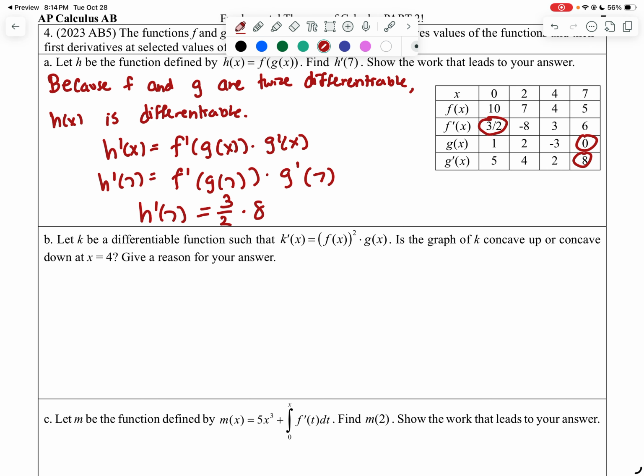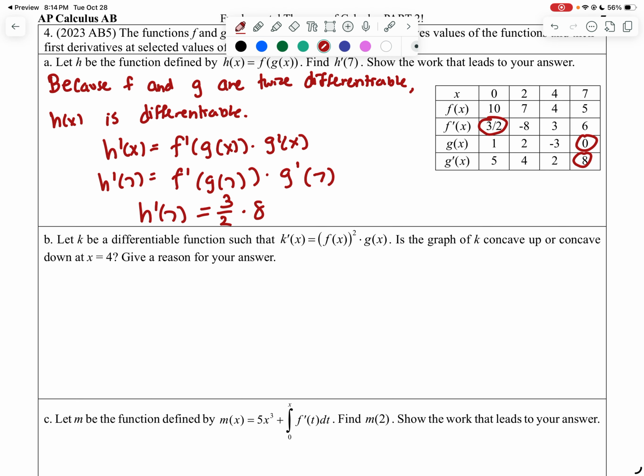Okay. Let K be the differentiable function such that K prime of X is equal to that lovely thing right there. So they were nice to give you K prime of X. Because what's going to happen here is it's asking you, is the graph of K concave up or concave down at X is equal to 4? Give a reason for your answer. Well, since we're talking about concavity, we have to take the second derivative. I don't know why that took me so long.